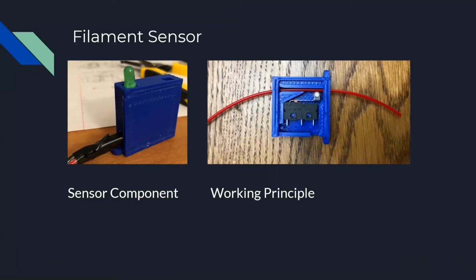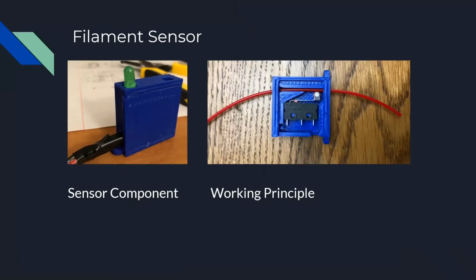So the idea here is I wanted to give the printer some capability of sensing whether or not filament is going, so that it can stop the printer and maybe pause it when the filament roll runs out, or if it gets cut or tangled, if it stops for any reason.